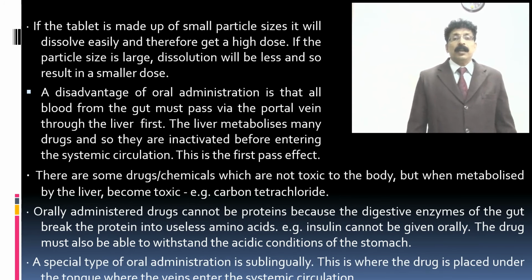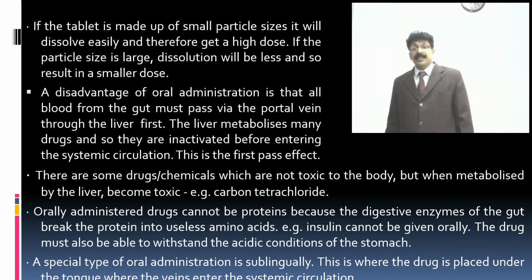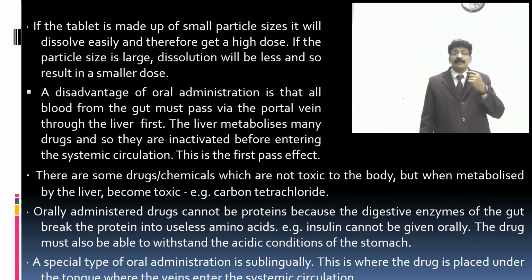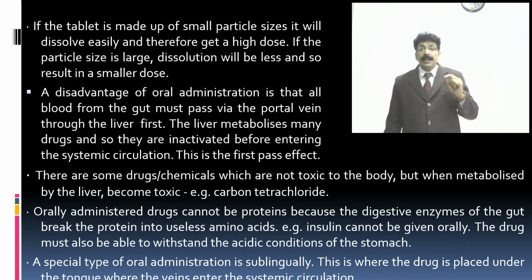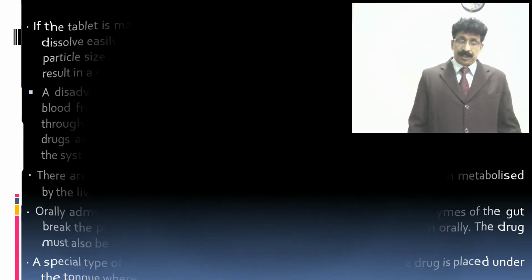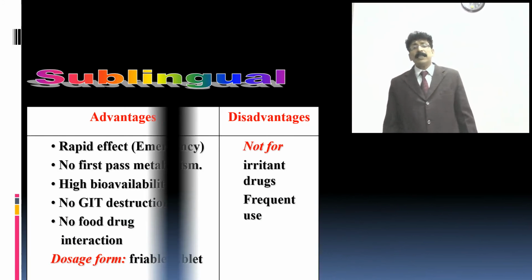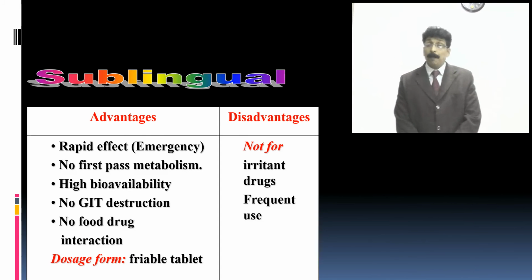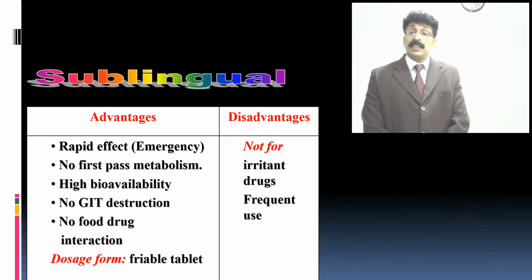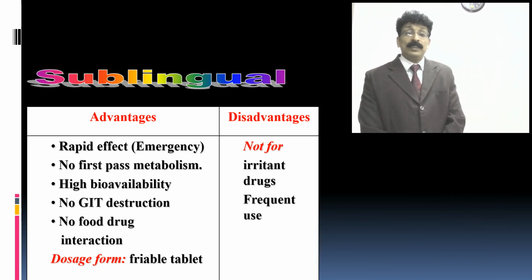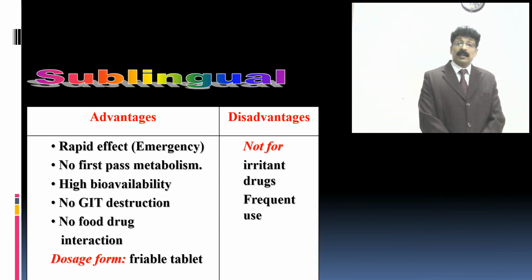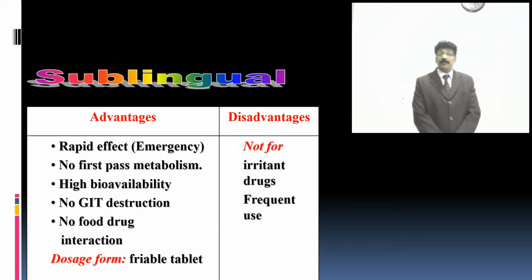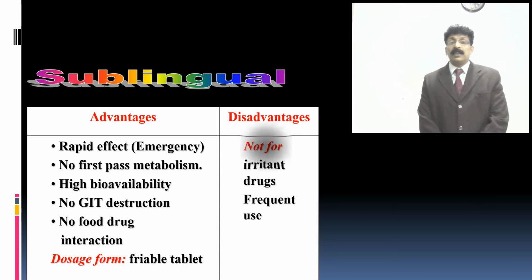A special type of oral administration is sublingual. This is where the drug is placed under the tongue, where the veins enter the systemic circulation. Sublingual tablets: as I just told, the advantages are rapid action, emergency use, no first pass metabolism, directly into the bloodstream, no GIT destruction, and no food-drug interaction. The dosage form is a friable tablet. So what is the disadvantage? Sometimes irritant drugs, frequent use is not possible for this purpose.